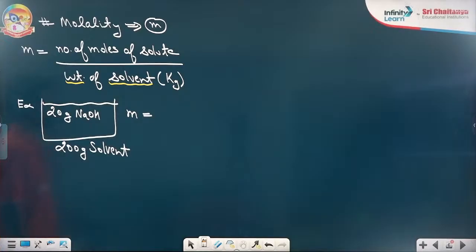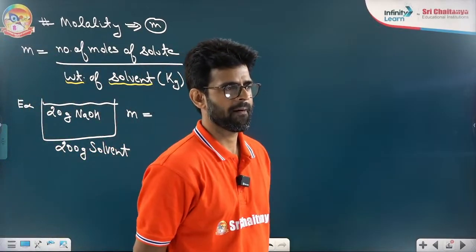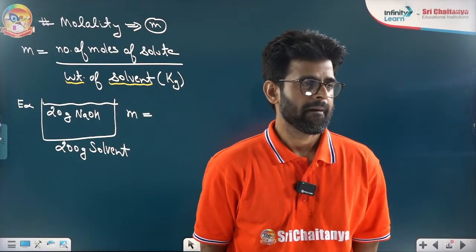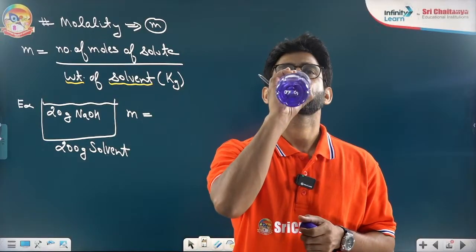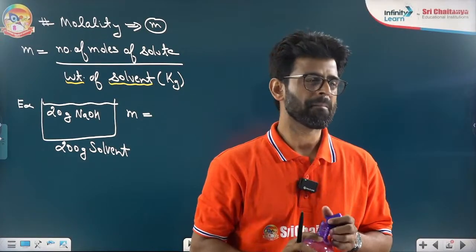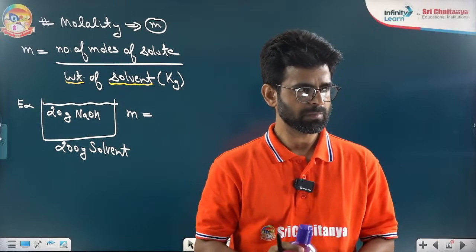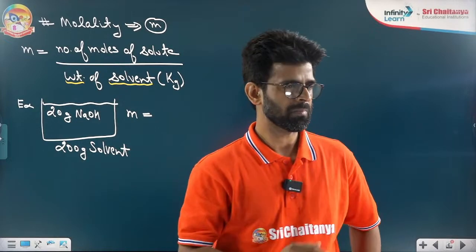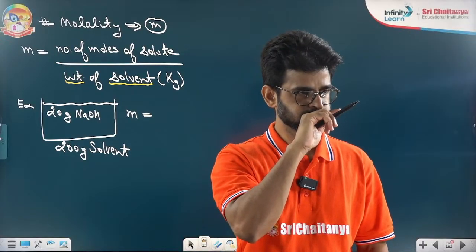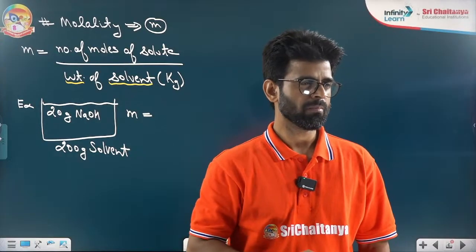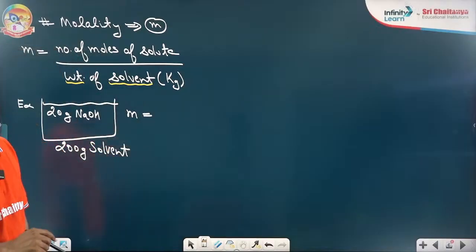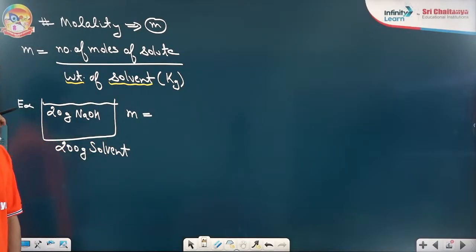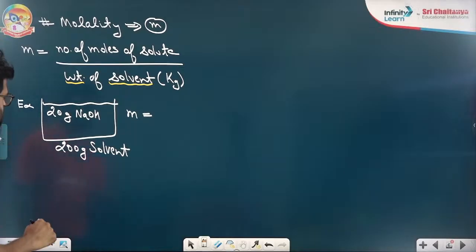Is everyone fast? Okay. Give me answer. Waiting. Okay. Chaitanya is saying 0.2, Chaitanya is saying 2.5. Let us see. Who is saying right?